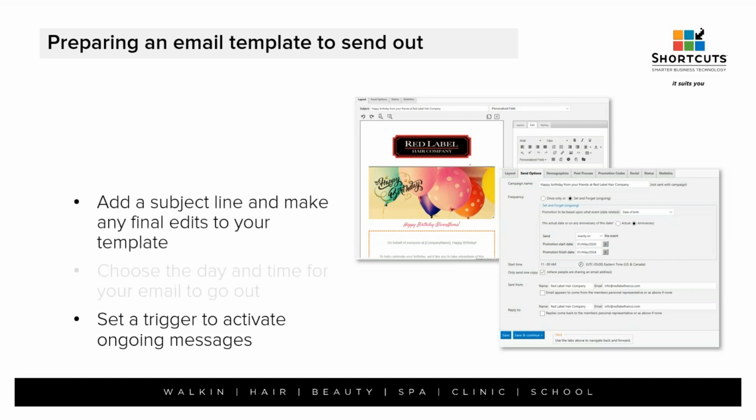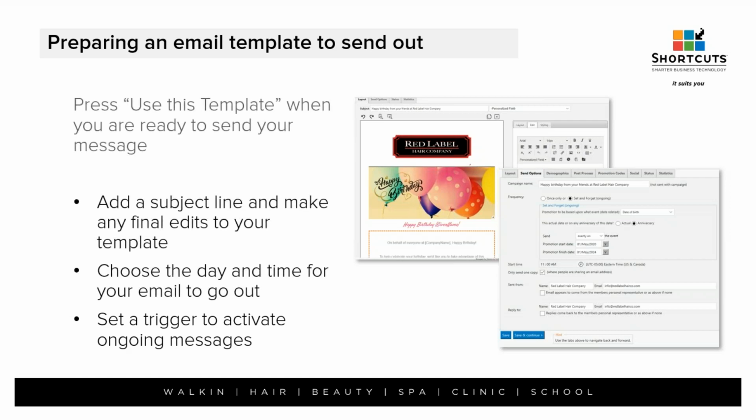The second thing you need to do, once your templates are ready, is prepare a template and send it out. Once your template has been created, you press use this template, and then add a subject. You review the changes you've made to your template. You can still edit it. You'll choose the day and the time it's supposed to go out, and whether this is an ongoing campaign or a one-time only campaign.